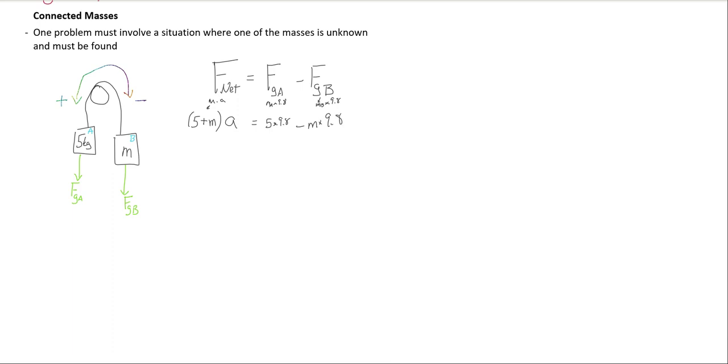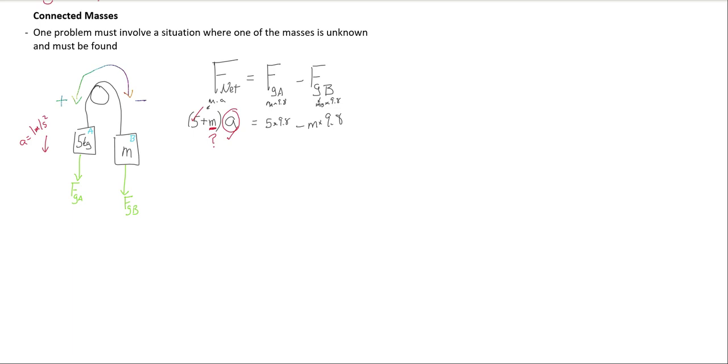So when we look at this problem, we want only one unknown. 5, check mark. M is our unknown. That's what we're looking for. A, we're going to need to provide the acceleration in the problem. Maybe we're going to say that the 5 kilogram mass is accelerating downward at 1 meter per second squared. Okay, that would give me my A now.